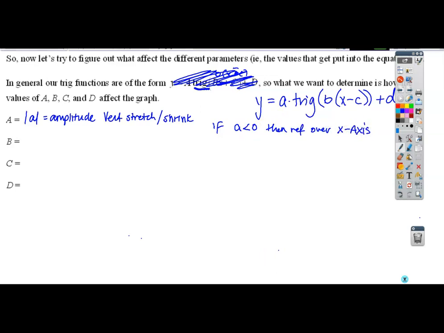Okay, for b, that was multiplying by a number on the inside. So we said, once again, I'm going to do the absolute value. b affects the period. Okay. And it is a horizontal stretch or shrink.